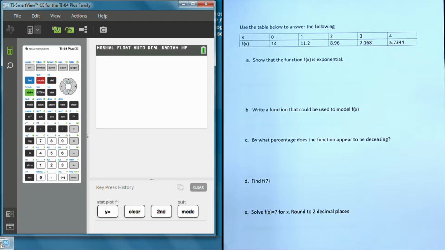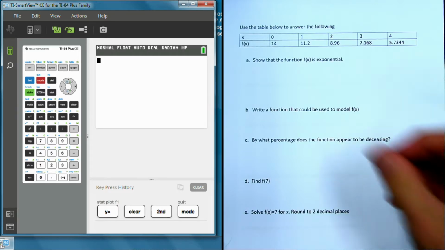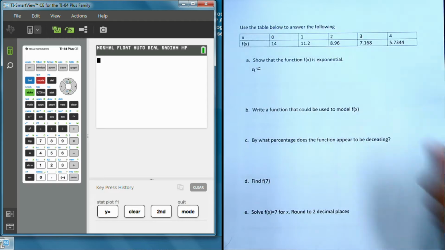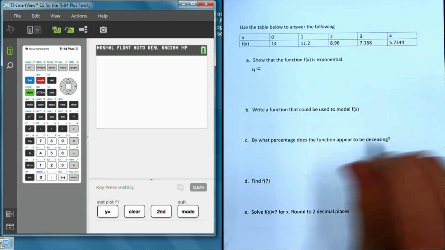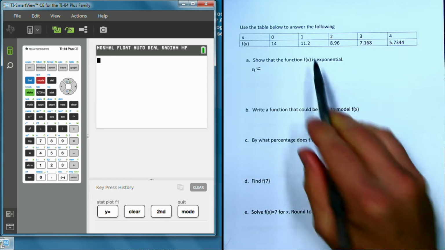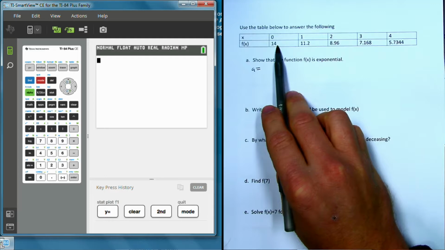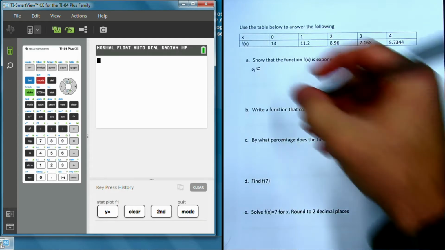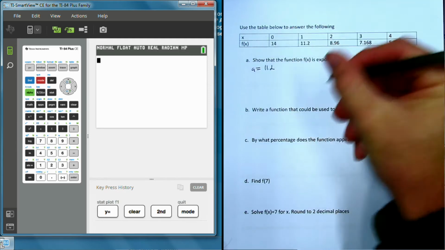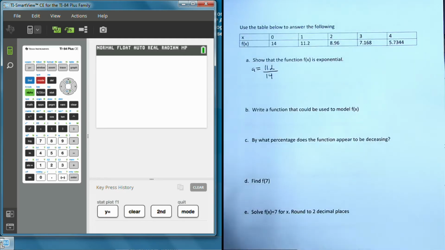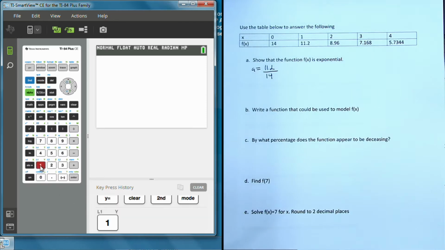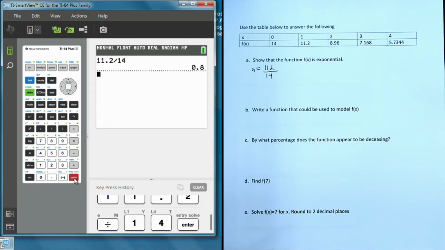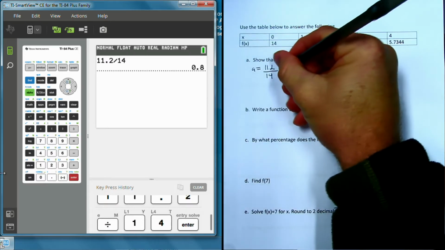So what we're looking for is a common ratio through the data. To show this ratio, we want to take the next f of x value, let's say 11.2, and divide it by its previous one, and make sure we get the same result throughout the table. So if I take 11.2 and divide it by 14, we'll see that we get 0.8.